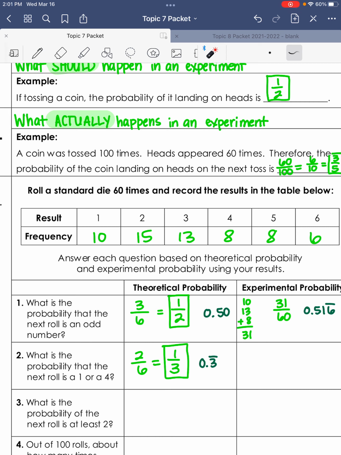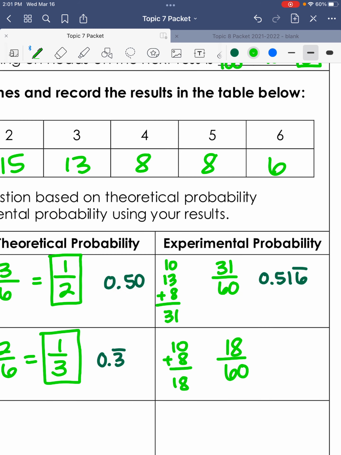Well, 1 and 4, 1 occurred 10 times and 4 occurred 8 times. So 10 plus 8, I'm going to add that together. 10 plus 8 is 18. So 18 out of 60 rolls that we generated on that website, right? Now I can reduce this. I know 3 goes into both of these numbers. 3 goes into 18 6 times, and 3 goes into 60 20 times.